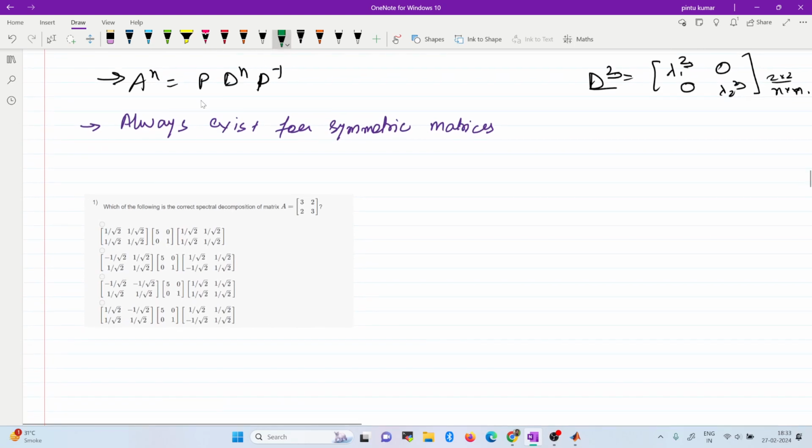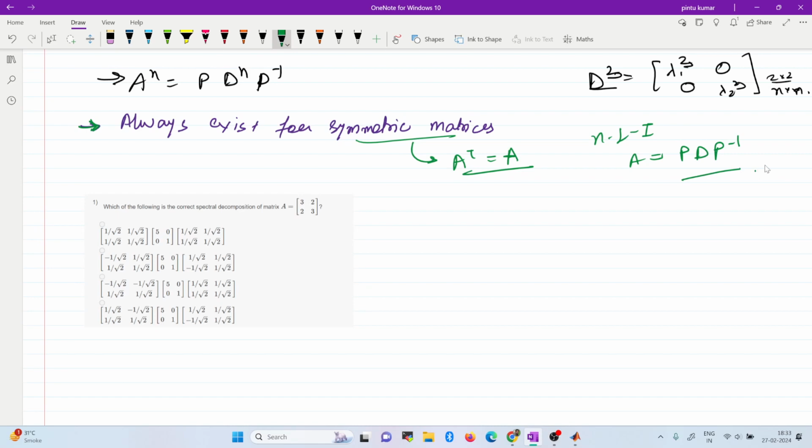Another important thing I want to mention is symmetric matrices. What is a symmetric matrix? A symmetric matrix is a matrix for which A transpose is equal to A. If you have a symmetric matrix, then your eigen decomposition always exists. You can always find n linearly independent eigenvectors, and you can write your matrix A in the form of P D P inverse.